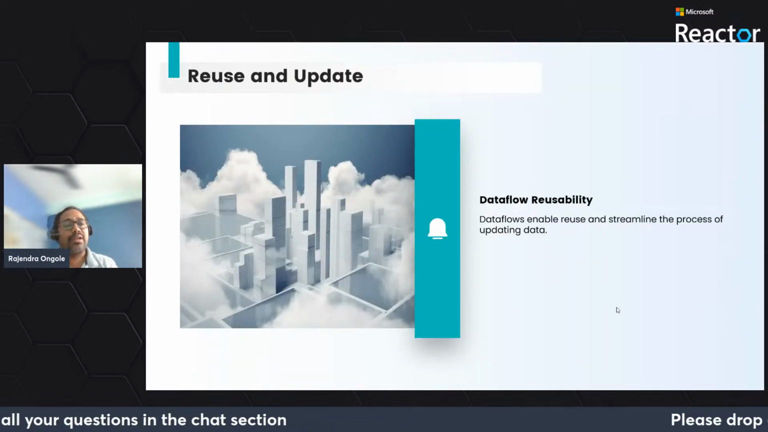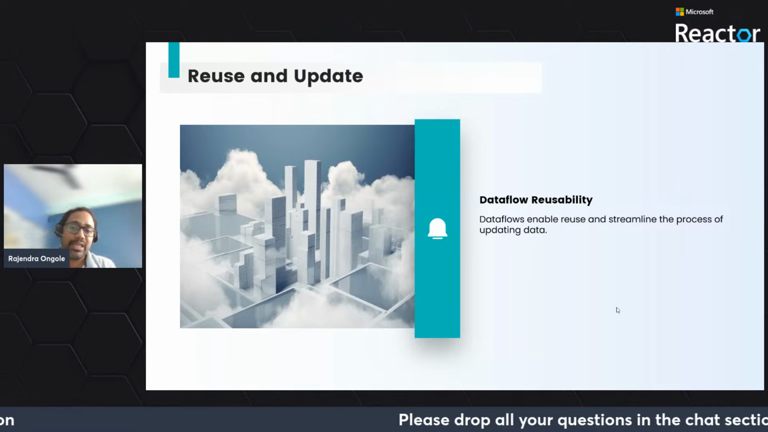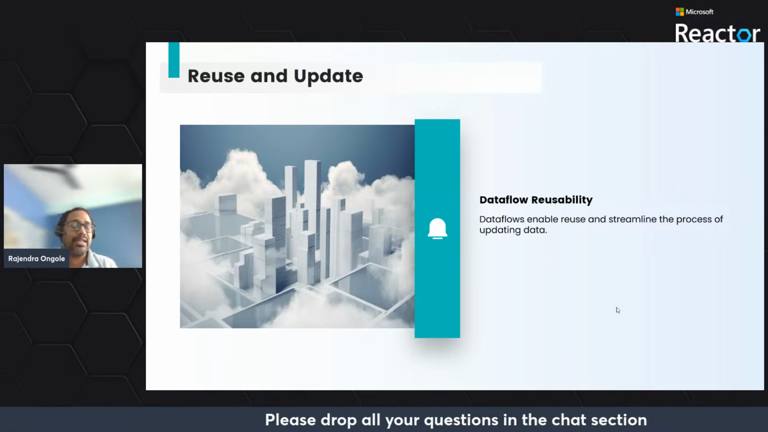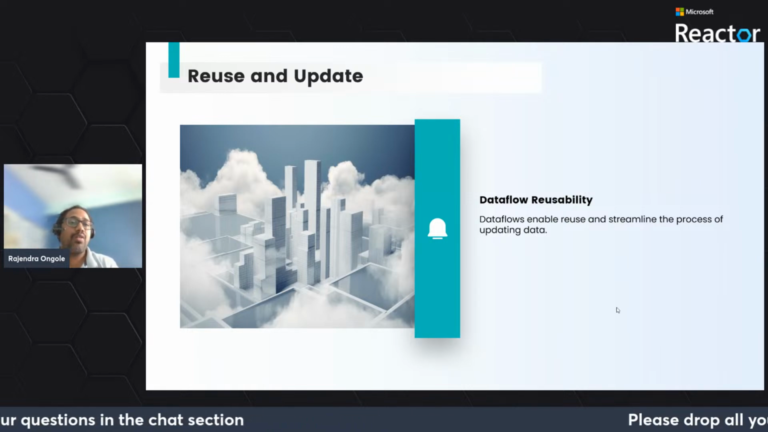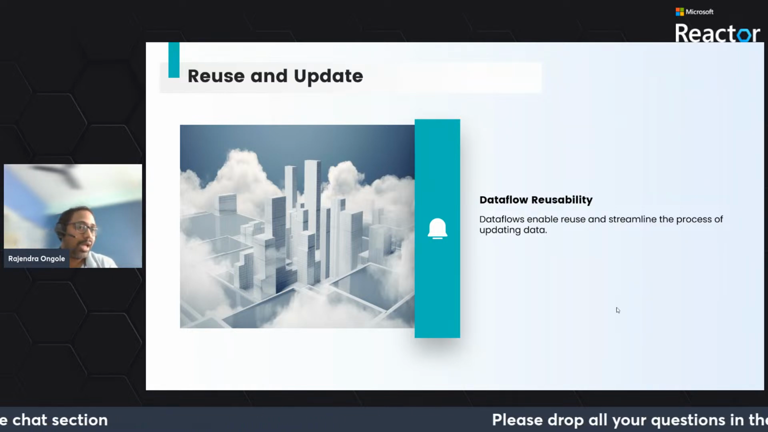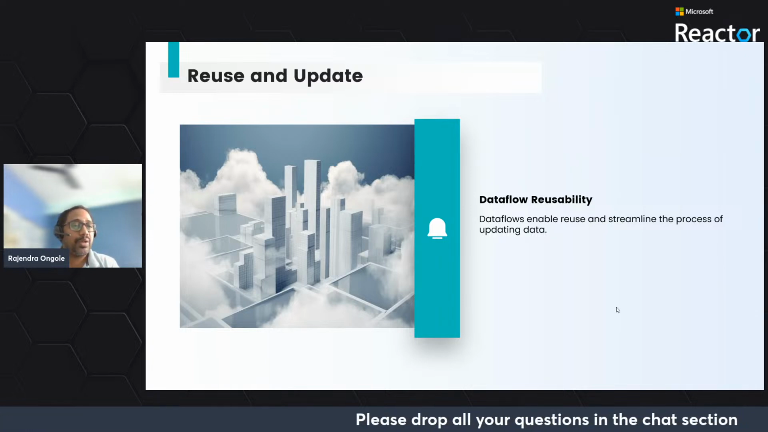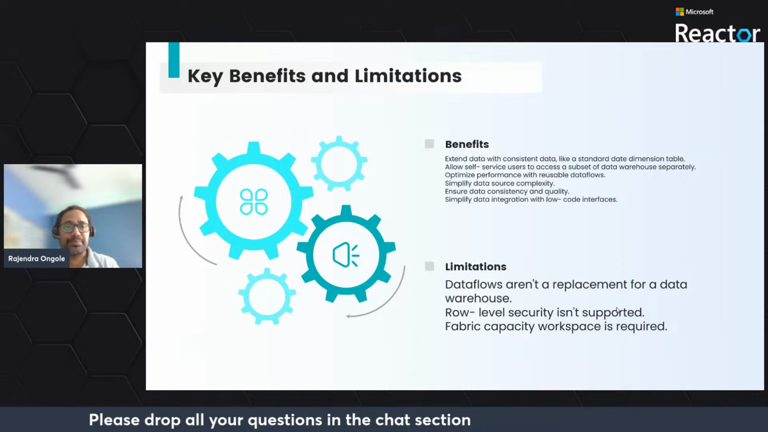Fine. As I said, data flows are reusable. We can reuse them for new projects, as well as streamline the same data set or a semantic model for other projects. So how are we going to get it incorporated? In my demo, I'm going to showcase how we will reuse the existing data flow in my new projects as well.